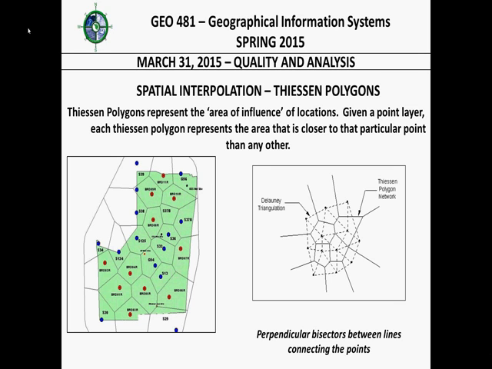So if I have this blue dot, that polygon associated with it, everything within that polygon is closer to this blue dot than any other dot. Everything within this polygon is closer to that red dot than any other dot. And they're created using perpendicular bisectors between lines connecting the points, using a process called Delaunay triangulation.